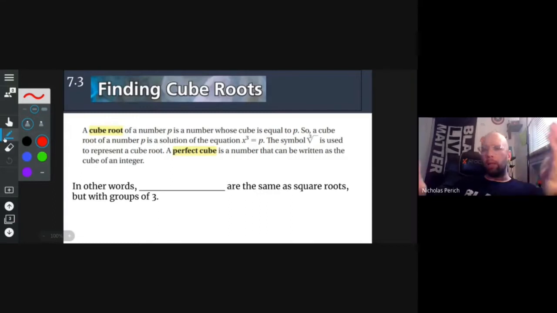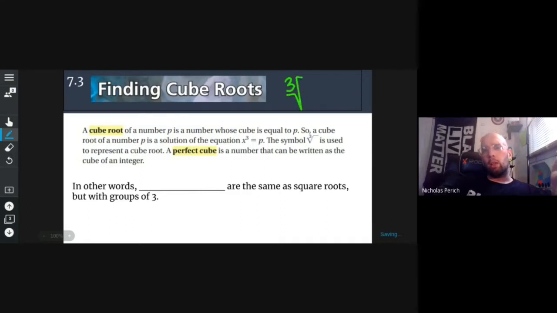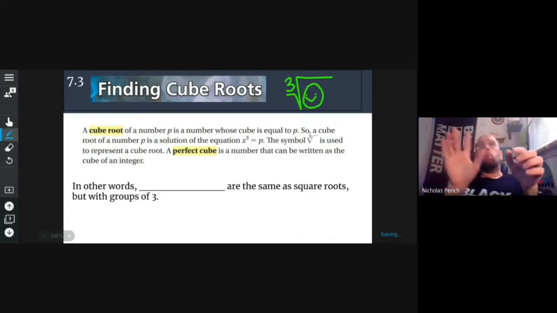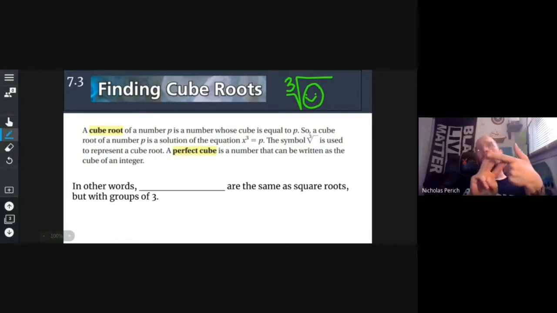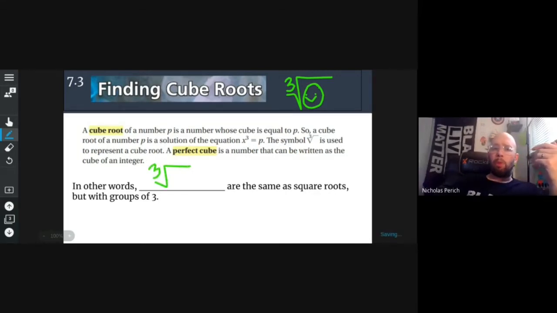A cube root of a number is, the symbol's written there, but let me rewrite it again. This is what a cube root looks like. If I were to put a number here, or in this case, I'll put smiley face. The cube root of smiley face means what times itself times itself is going to give me smiley face. Just like the square root was what times itself gives me the number, the cube root is what times itself times itself gives me the smiley face. Okay? In other words, cube roots are the same as square roots, but with groups of 3.